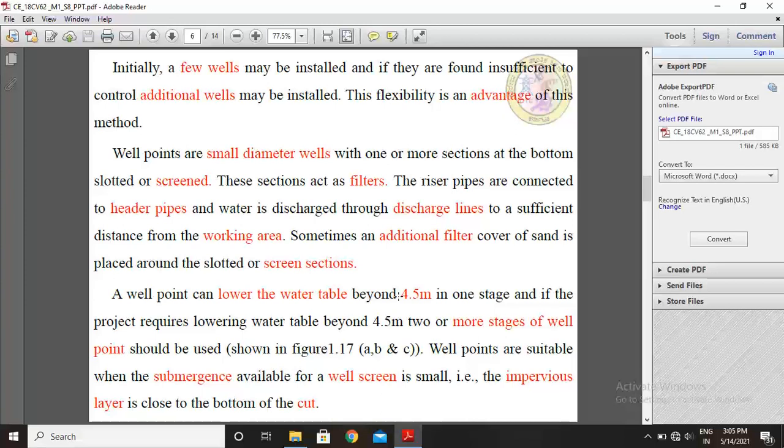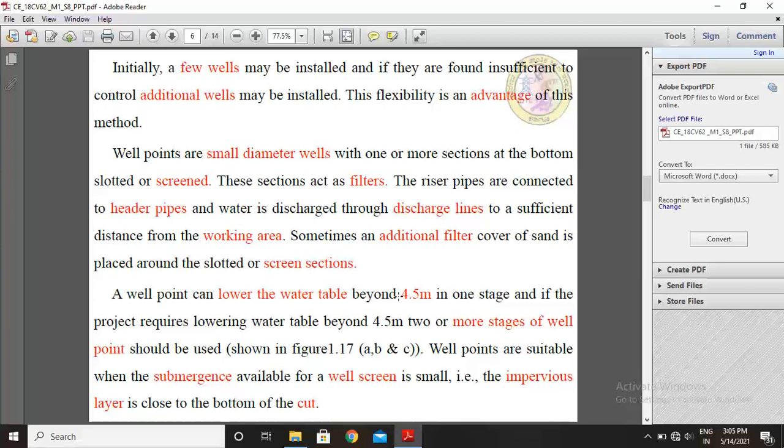Well points are smaller diameter wells with one or more sections at the bottom slotted or screened. These sections act as filters. The riser pipes are connected to header pipes, and water is discharged through discharge lines to a sufficient distance from the working area. Sometimes an additional filter cover of sand is placed around the slotted or screen sections.